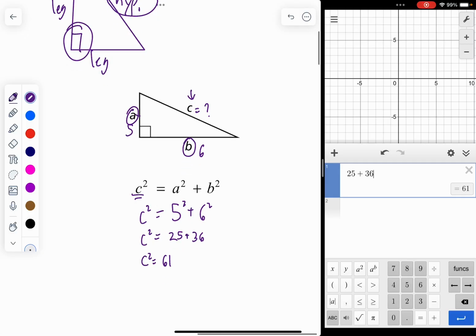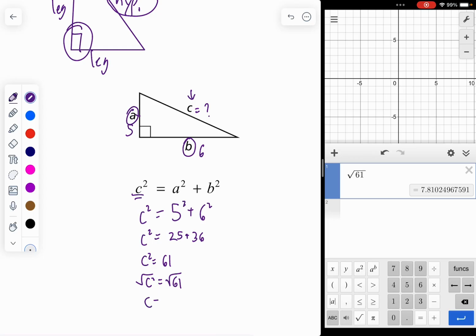And we're not looking for c squared, we're looking for c, which means if we square c to get 61, we've got to do the opposite of that. The opposite of squaring is actually finding the square root. So the square root of 61, plug that in the calculator. Radical 61, we call the square root sign the radical sign. This gives us this big number, 7.81, and so on. I'm going to round to the nearest tenth. So c is approximately 7.8.